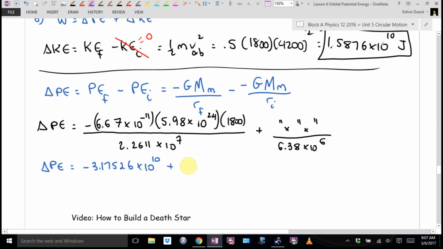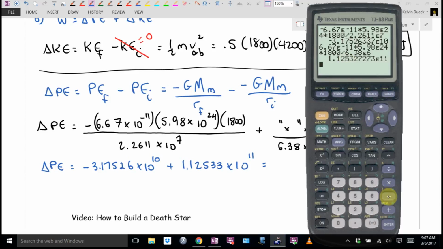1.12533, and here I get times 10 to the 11th. Is that right? Anybody else get the same thing? Okay. We're going to add these together. Thankfully, I have this number stored, so really I just got to add the negative 3.17526 times 10 to the 10th. And I get a change in potential energy of 8.0780 times 10 to the 10th.